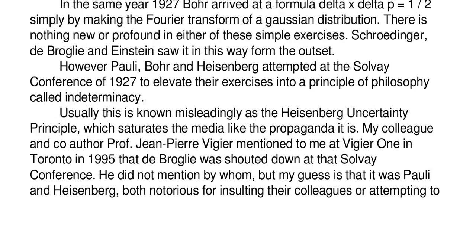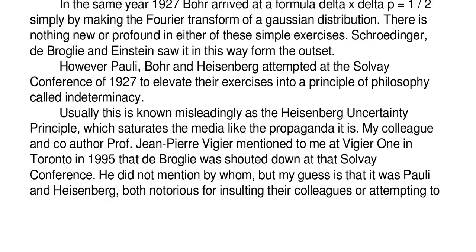However, Pauli, Bohr, and Heisenberg attempted at the Solvay Conference of 1927 to elevate their exercises into a principle of philosophy called indeterminacy. Usually, this is known misleadingly as the Heisenberg Uncertainty Principle, which saturates the media like the propaganda it is.